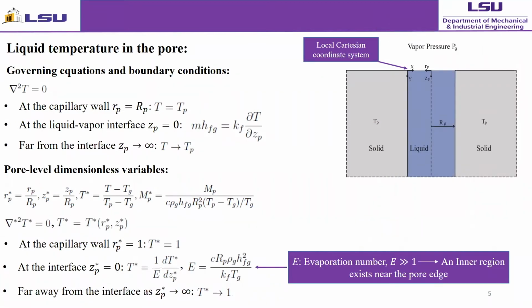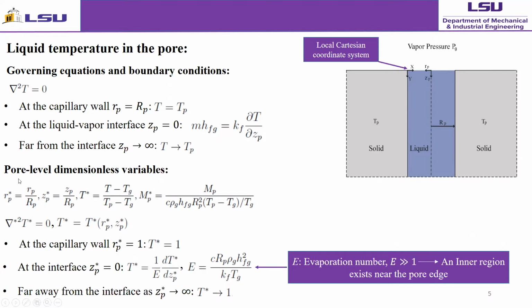Due to the small size of the pore, the convective heat transfer is negligible, and the liquid temperature obeys the Laplace equation. At the liquid vapor interface, the required heat flux to convert liquid into vapor is supplied by the conductive heat flux through the liquid. So we have a mixed boundary condition on the interface.